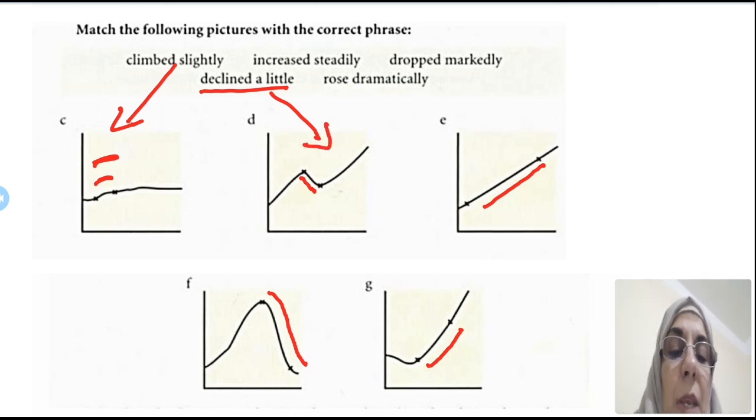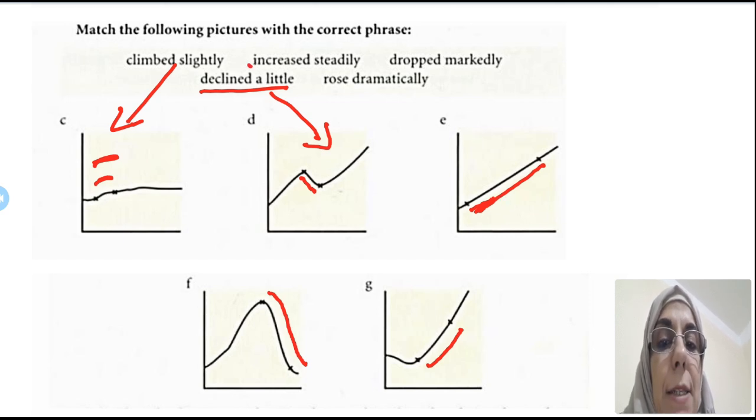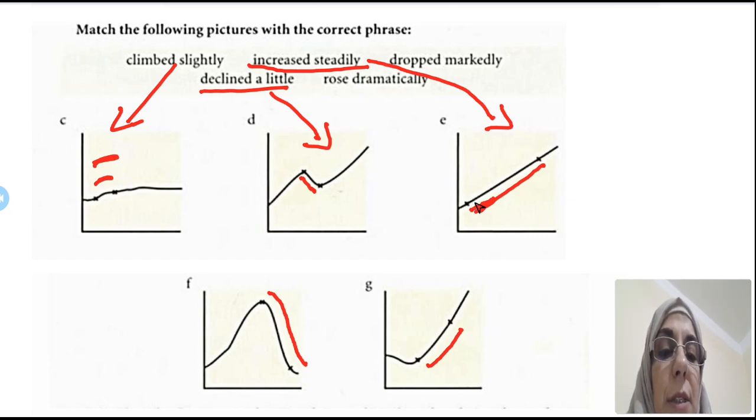You see? Now see, there is an increase, but how is this increase? Is it a fast increase? Is it a slow increase? How is it? E. It's increased steadily. Steadily, regularly. Okay? A regular change here.